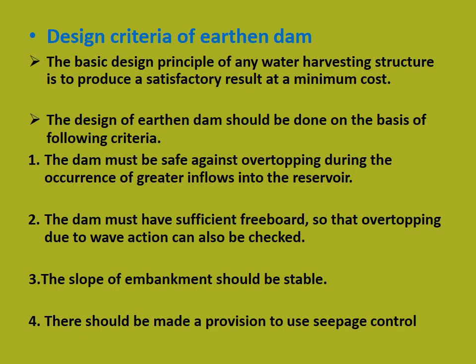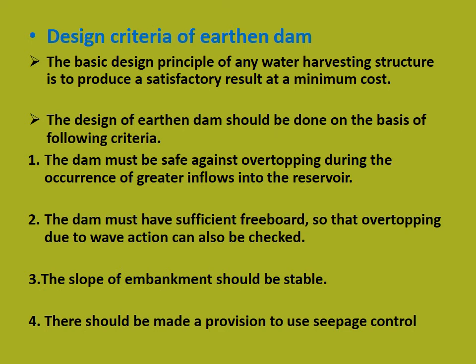Now we will see the design criteria of earthen dam. The basic design principle of any water harvesting structure is to produce a satisfactory result at a minimum cost. The design of an earthen dam should be done on the basis of the following criteria. First condition is the dam must be safe against overtopping during the occurrence of greater inflows into the reservoir. The dam must have sufficient freeboard so that overtopping due to wave action can also be checked. The slope of the embankment should be stable.